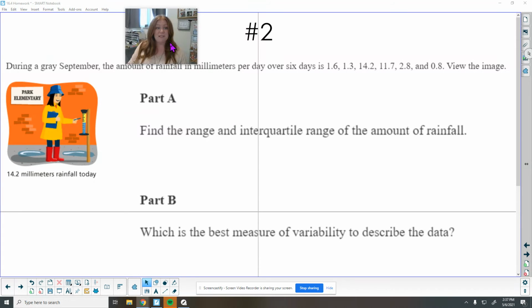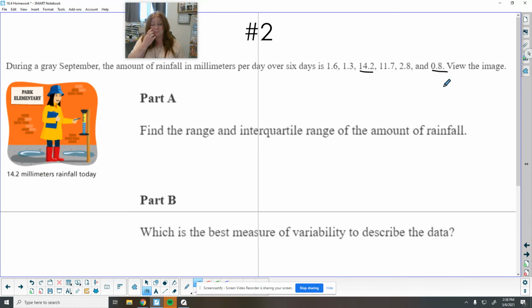Okay, number 2 says that during a gray September, the amount of rainfall in millimeters per day over 6 days is listed here. So find the range and the interquartile range of the amount of rainfall. The range is pretty simple. Take your greatest number, which is 14.2, subtract the smallest number, which is 0.8. So we're seeing what is that difference between them.